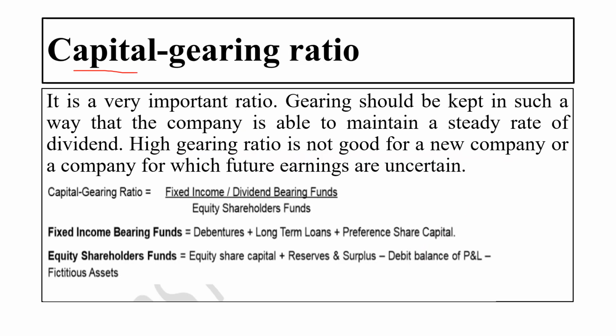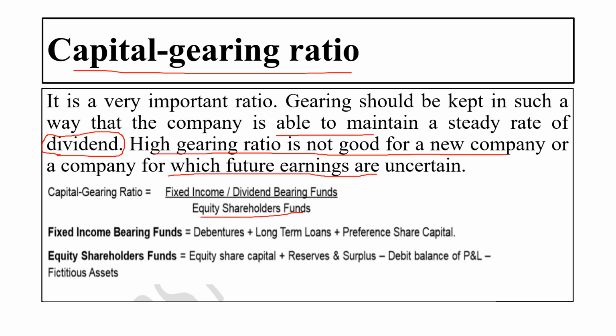Then there is the capital gearing ratio. It is an important ratio. Gearing should be kept in such a way that a company is able to maintain a steady rate of dividend. Dividend is what is given to the shareholders. A high gearing ratio is not good for a new company or a company for which the future earnings are uncertain. Now how do we get this capital gearing ratio? For this there is a formula: fixed income or dividend bearing fund divided by equity shareholders fund.